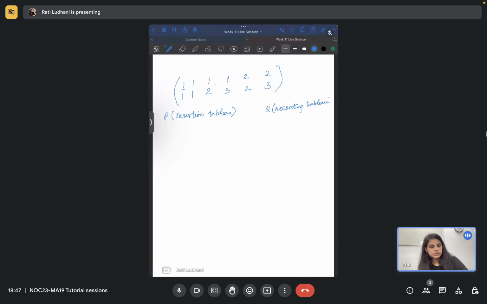So let's see what we will do. We will insert these numbers, the numbers which are in the second row, that means the column numbers. We'll insert these numbers one by one, and then we will record at which place we did it. We will record it by the row numbers. Okay, let's do that.